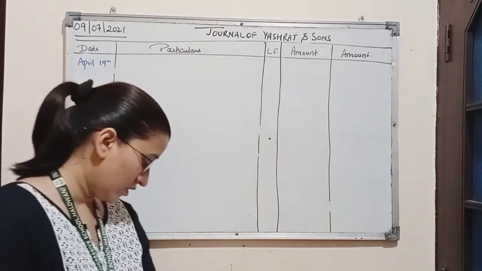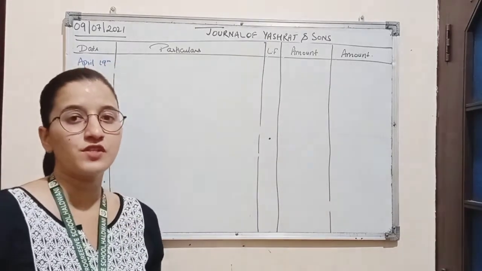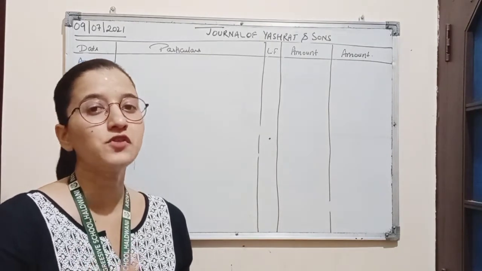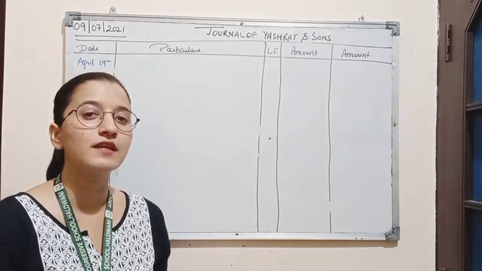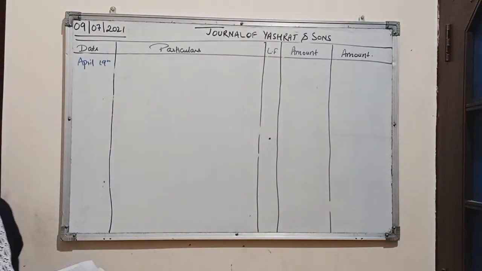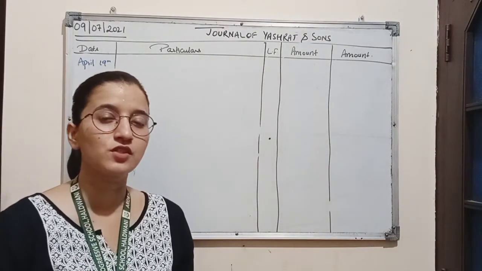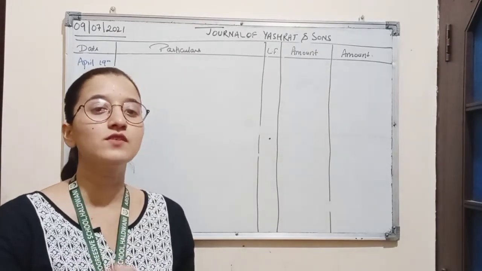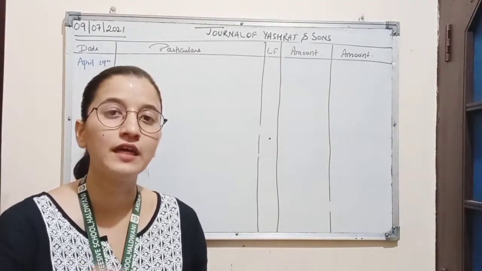Transaction is sold goods to Suresh. Now in this transaction again two accounts are affected. First sales account, second Suresh account. So here goods have been sold to Suresh. Cash is not mentioned in the transaction. We will assume that these goods are sold to Suresh on credit.